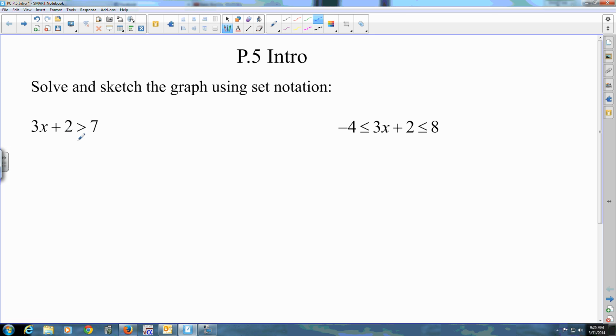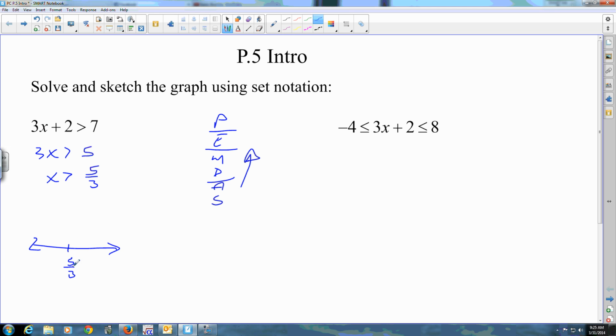Remember when you're solving equations involving inequalities, you're still using PEMDAS. You're still starting at the bottom and working your way up. So subtract the 2, divide by 3, x is greater than 5/3. And then to graph it, remember when it doesn't have an equal sign with it, it has an open circle. X is greater than, so you're going to shade to the right.